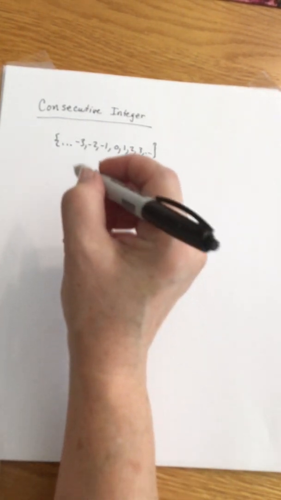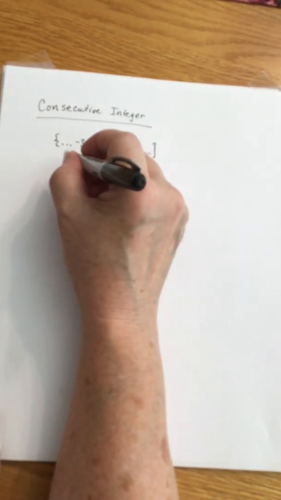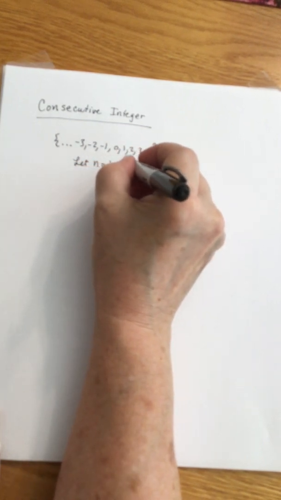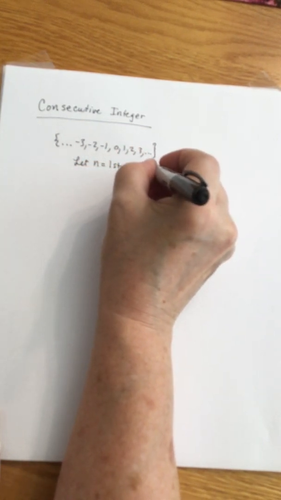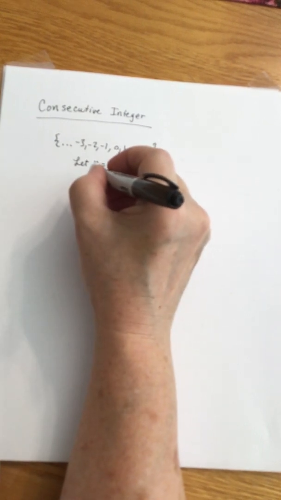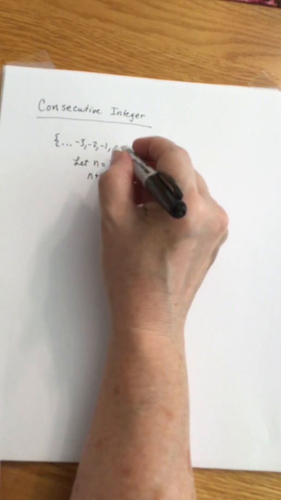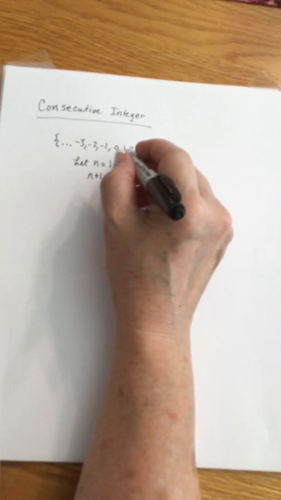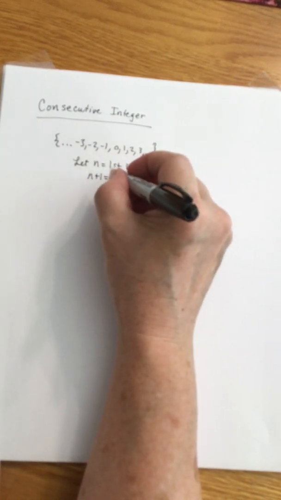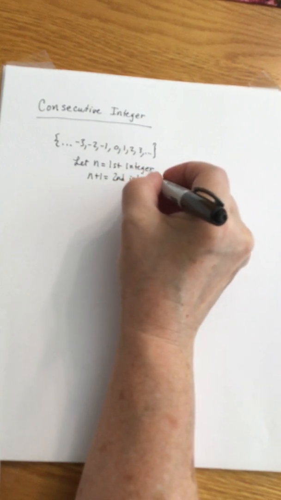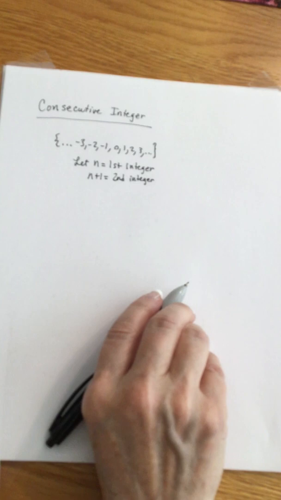So if the consecutive integers are one after the other, we're going to let n be the first one. And then the next one is going to be n plus 1, because to get from 0 to 1 would be added 1, 1 to 2, added 1. This would be the second integer, and so forth. So now I'm going to give you a minute or two to write down the next 3 integers and see what they would be.